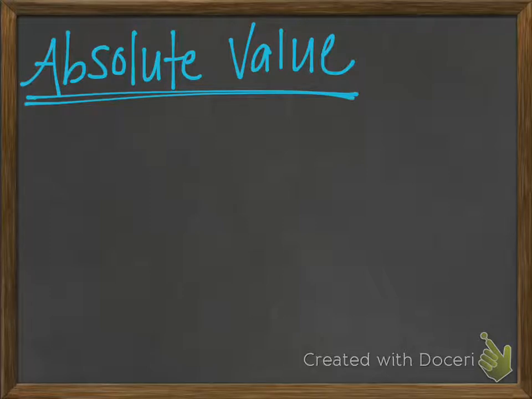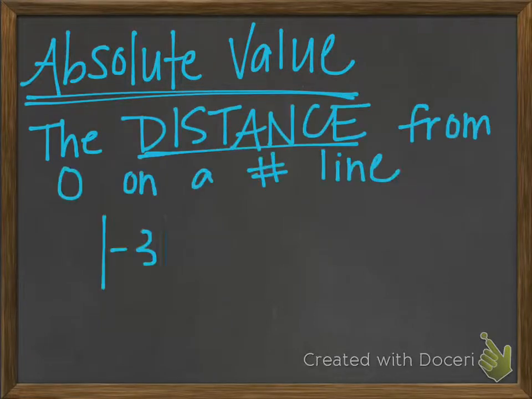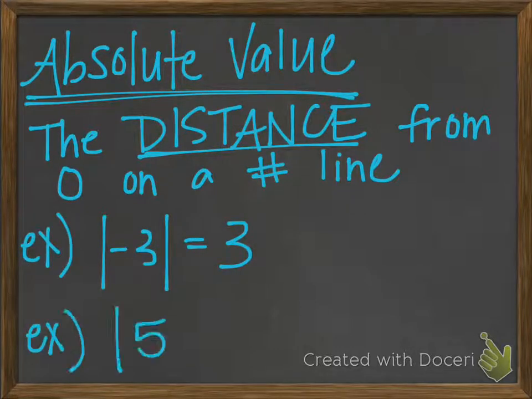Okay, moving on to the next review topic, absolute value. Absolute value, make sure you have this in your notes, is the distance on a number line from 0. The key in there is distance. So the absolute value of negative 3 is positive 3. The absolute value of positive 5 is positive 5. You can never have a negative absolute value. It's always going to be positive because it's always the distance from 0.